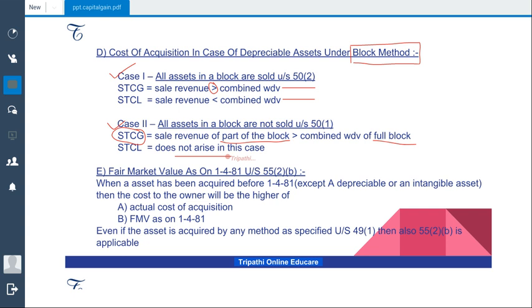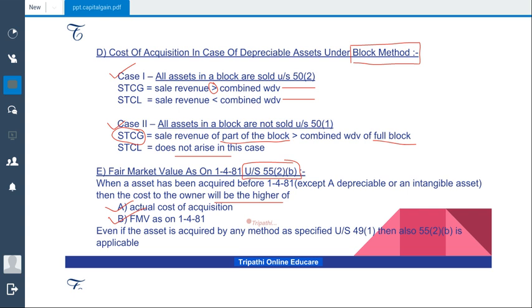Let us move to the next concept, fair market value as on 1/4/1981 under section 55(2)(b). Now this section is little important, 55(2)(b). When an asset has been acquired before 1/4/1981, except a depreciable or an intangible asset, then the cost to the owner will be higher of A, actual cost of acquisition, or B, fair market value as on 1/4/81.